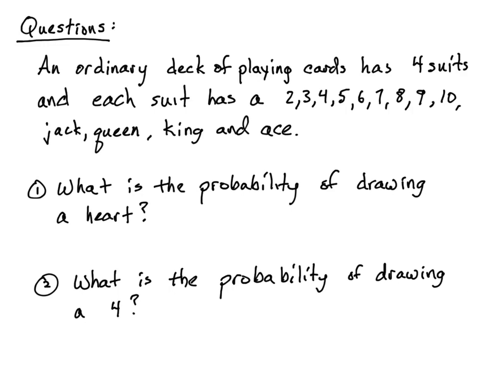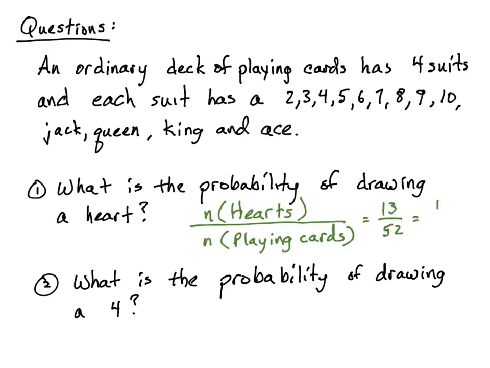The event in question number 1 would be drawing a heart, and you have 13 hearts, as you do for every suit, but we have a total of 52 cards. So that probability would be the number of hearts divided by the number of playing cards, and that would be 13 over 52, or reduced, 1/4. So we would expect in the long run that if we're drawing a single card out of a deck of cards, about 1/4 of the time we would get a heart.